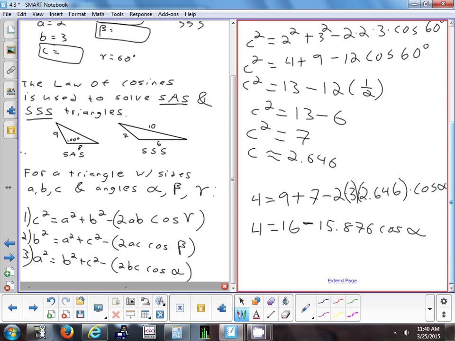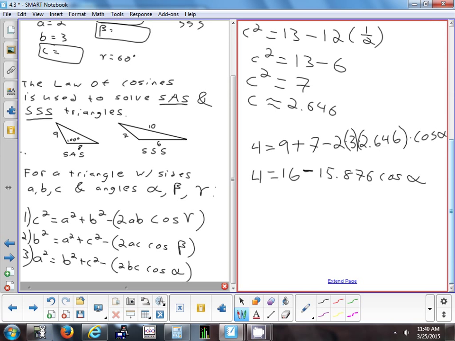Subtract 16? Yes, subtract 16. The mistake a lot of people make is they do 16 take away 15.876. You can't do that. Your equation is basically a number equals another number minus a number times something you don't know. Are 16 and 15x like terms? No. If you multiply a number by something you don't know, you can't subtract it. They're not like terms. So as JC just said, move 16 to the other side.